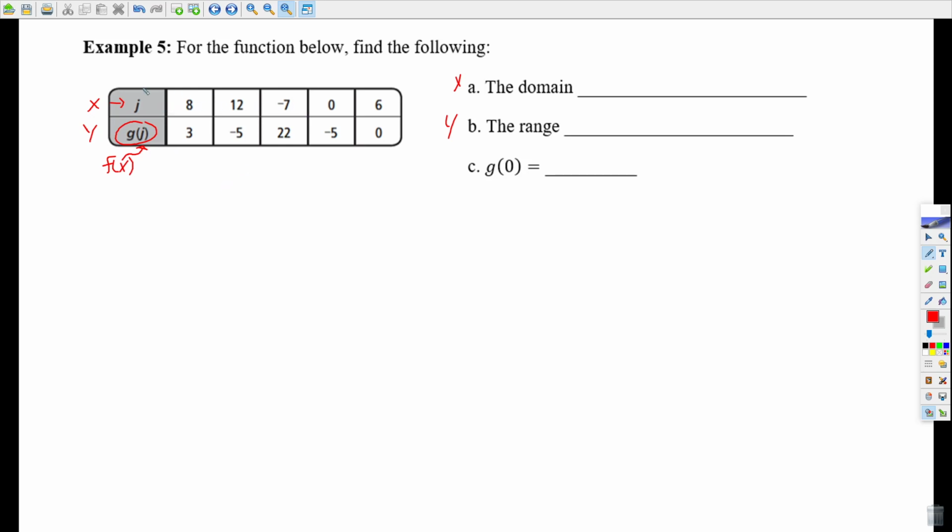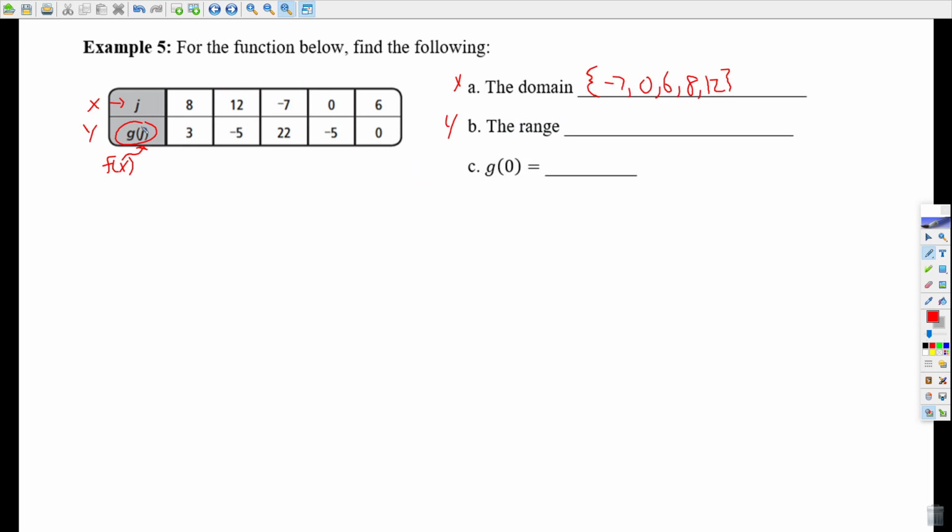So the domain, once you figure out what the x values are, you just read them across. Usually, as we group them, we put them in the curly brackets. Just look like that. And we just write them out. A lot of times they say, like, write them least to greatest. It doesn't necessarily matter to me if you do that, but if you want to, you can. -7, 0, 6, 8, 12. So that would be the values from least to greatest.